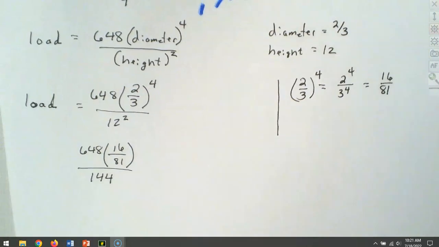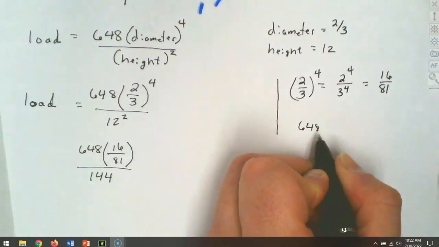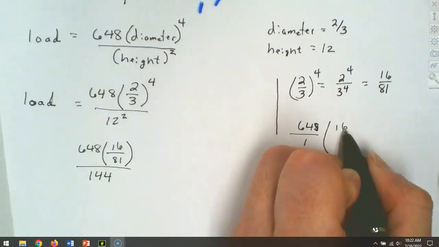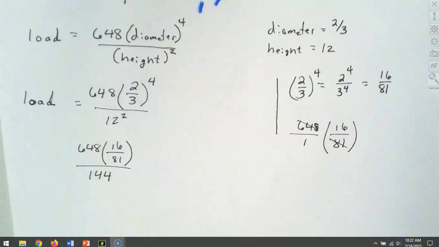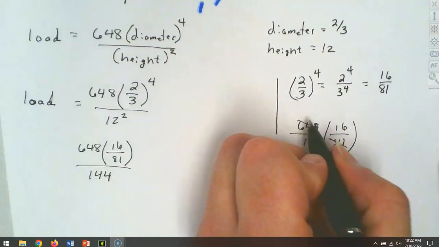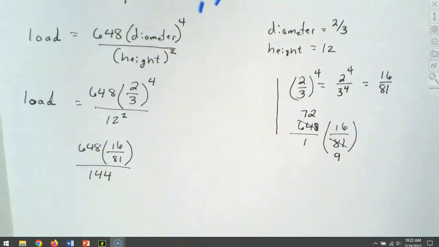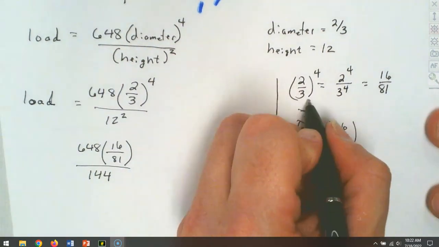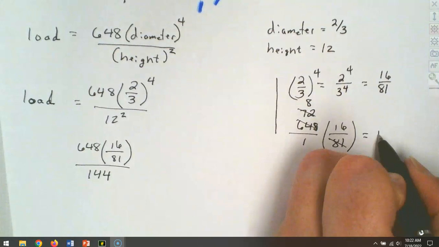81 and 648, I don't think they have a 9 in it. Actually, it does. So we'll try to reduce this down. We've got 648 over 1 times 16 over 81. Okay, those have a 9 in them, so 648 divided by 9 is going to be 72, and a 9 down here. Does 72 have a 9 in it again? It does, right? So it leaves you with a 1 and an 8. And so we can just multiply directly across. And that gives you 128.